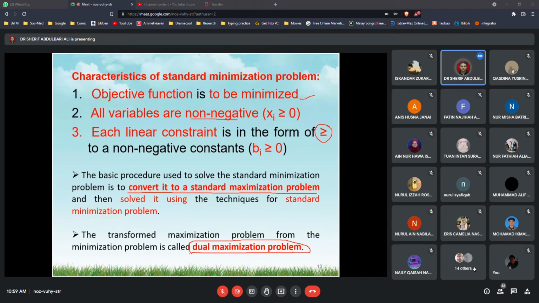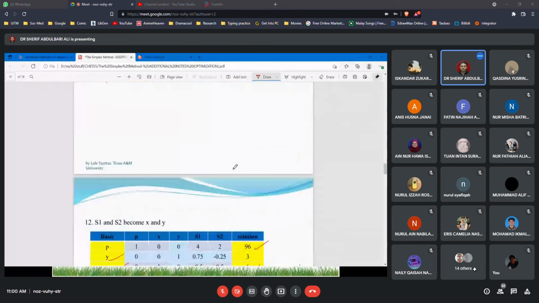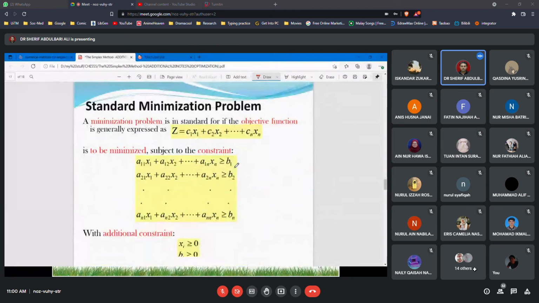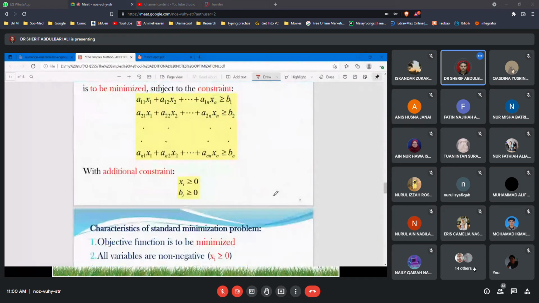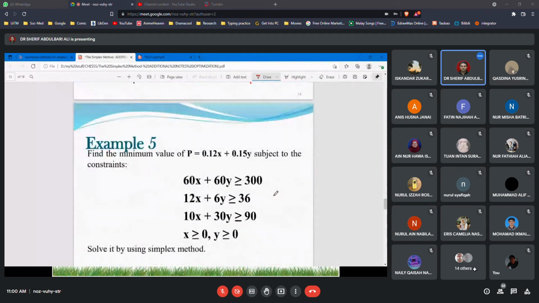But I'm going to show you the example, and you are going to solve the example by yourself one by one. Then you are going to compare your answer with my slides. Okay, so this is the standard minimization. Okay, so this is the example.